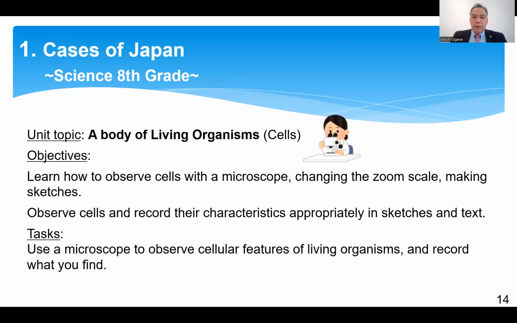So I want to give you more examples. Science, 8th grade. It's a Japanese case. The unit topic is the body of living organisms, like cells. Objectives: learn how to observe cells with a microscope, changing the zoom scales, and making sketches. Observe cells and record their characteristics appropriately in the sketch and in the text. Then the task is to use a microscope to observe cellular features of a living organism and record what you found.